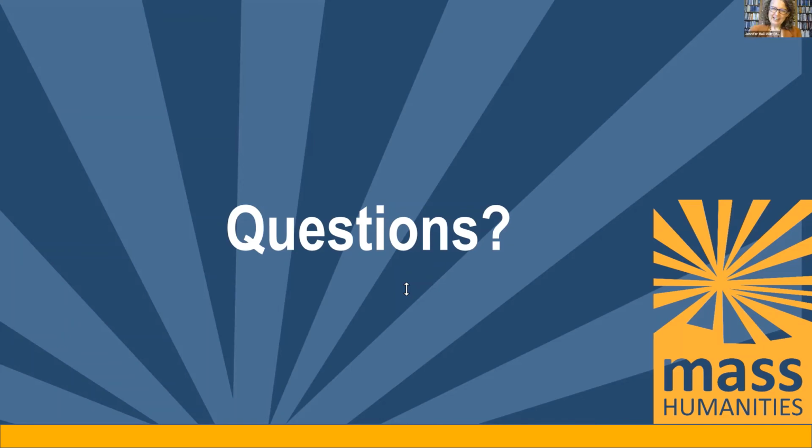I'm seeing a question about what kinds of formats we can apply to digitize: VHS, audio, archival. All of those could be things that you could apply for, as long as whatever was originally in VHS, audio, or archival is humanities related, so it has to have a humanities dimension to the content, but you could apply to be digitizing those.